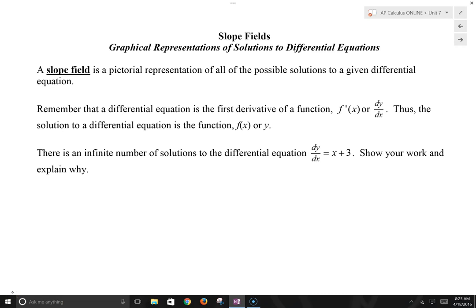Alright, so we already know there's an infinite number of solutions to the differential equation dy/dx equals x plus 3. Why don't you go ahead and solve this? Pause this now, show your work, solve this for the general solution, and then I'll give you the answer in just a second, so pause this now.